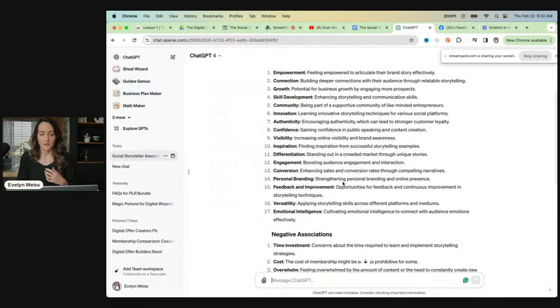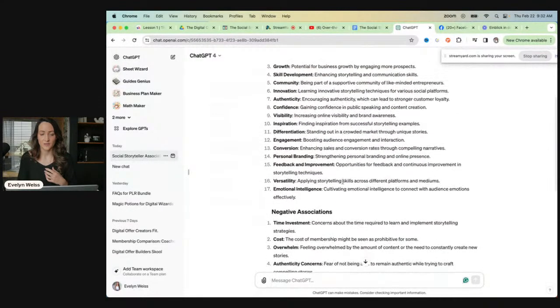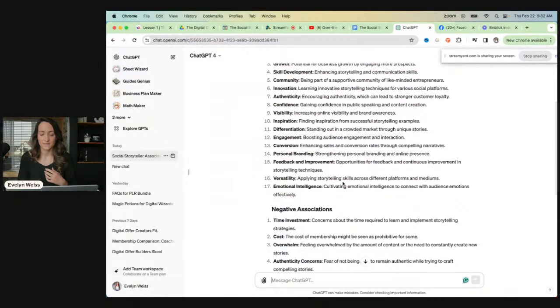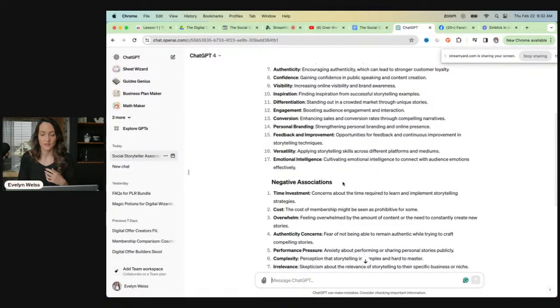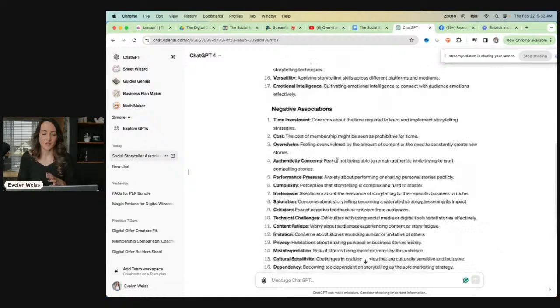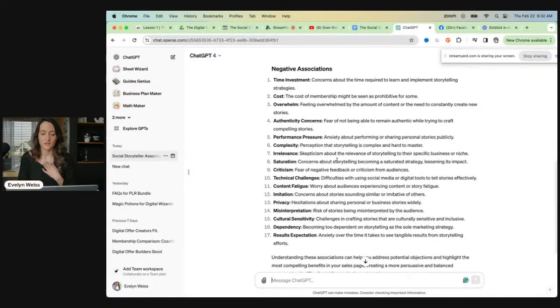Next one, so different engagement, conversion, personal branding, feedback improvement, versatility, emotional intelligence. No, and I do think we need to dig deeper here. Negative associations, time investment, cost, overwhelm, performance pressure, complexity, irrelevance, saturation, criticism. Yes.